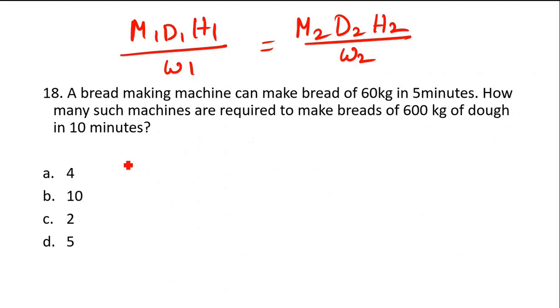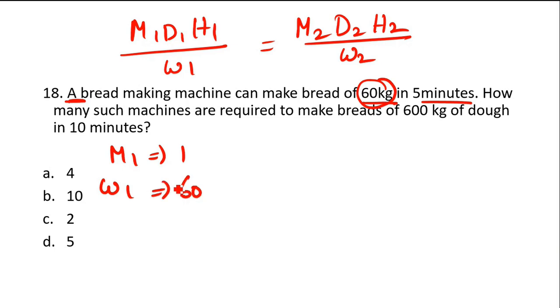Take any information with respect to case 1 and case 2. Case 1: completely, the bread making machine makes 60 kg of dough in the given time; consider that on one side, M1 D1 H1. The other side, consider that for M2 D2 H2. Okay, hope you got the answer now. A bread making machine is nothing but one machine, so M1 is 1, and it can make 60 kg of bread in 5 minutes. 60 kg is nothing but the number of units of work done. Okay. So W1 is nothing but 60 kg.